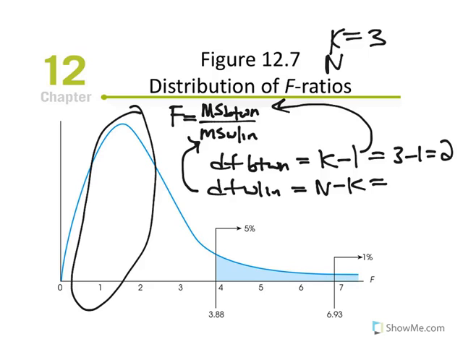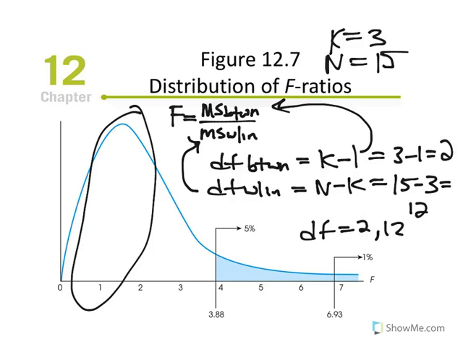And we had 15 scores across treatment conditions. We had 5 scores per treatment and 3 treatment conditions. So our N was equal to 15. So the degrees of freedom for the denominator would equal 15 minus K, which is equal to 3, and that gives us 12. So we're going to cite degrees of freedom equal to 2, 12, and we're going to use both alpha level at 5% and 1% to see how we came up with these critical F values noted here.